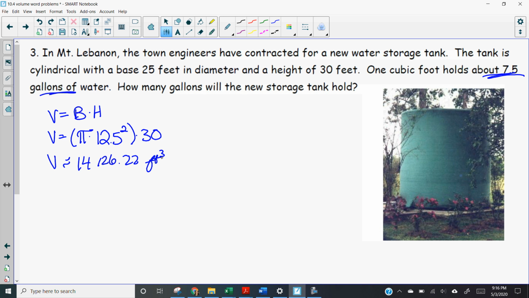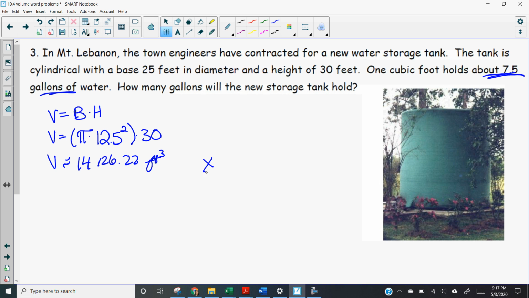1 cubic foot holds 7.5 gallons. If you get to this point, it is not easy to determine whether we multiply or divide. I think we probably know we need to do something with that 7.5. So I like to do this. Imagine that you only had 1 cubic foot. How many gallons would it hold? Hopefully you're thinking, oh, 7.5. If we have 2 cubic feet, how many gallons would it hold? That's 15, 7.5 times 2. We multiplied right there.